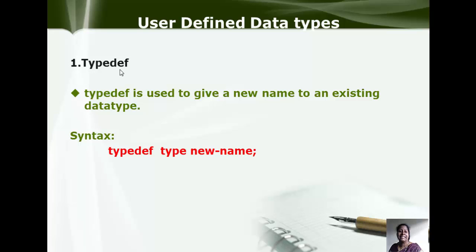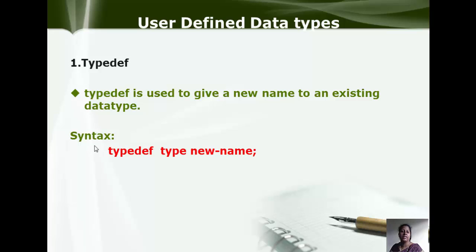This typedef is used to give a new name to an existing data type. Remember, we are not creating a new data type here, but we are giving a new name to an existing data type. So why do you use this typedef? This is used to enhance the readability of a program.